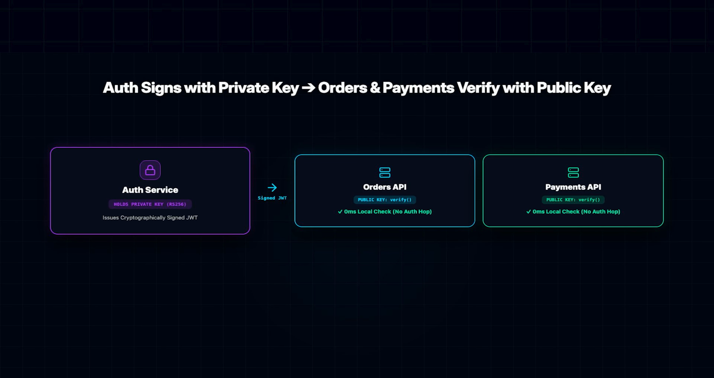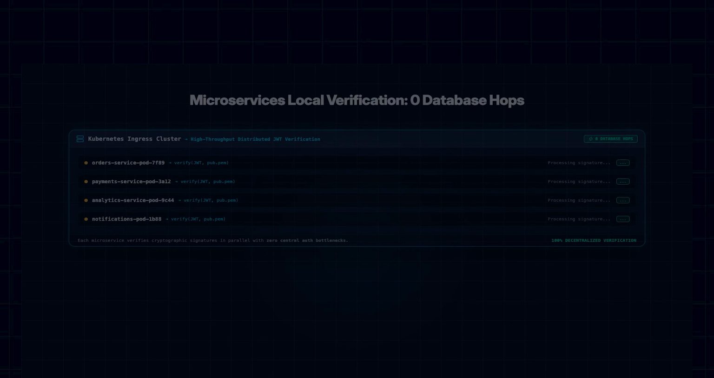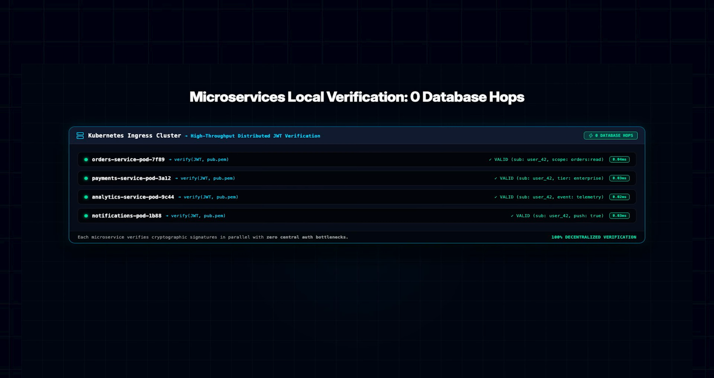Now let us see why JWT is useful. Suppose we have one authentication service. Then we have one order API and payments API. The authentication service issues a signed JWT. When the user calls orders, the order service can validate the token, and when the user calls payments, payments can validate the same token as well. If we use public and private key signing, the authentication server can keep the private key and the other services can use the public key to verify the token. So these services do not necessarily need to call the authentication service for every request.